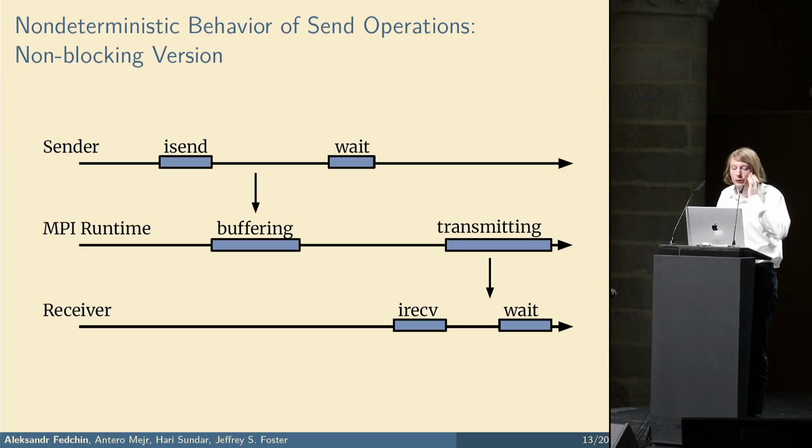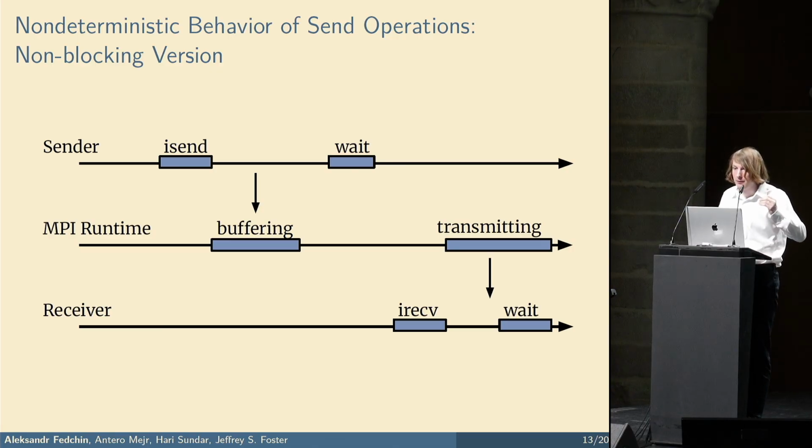So the way this works is, here is a timeline from left to right, it's time. If a sender initiates a send, that message could then be buffered by the MPI runtime. And so when the sender calls wait, it is possible for the sender to actually continue execution, and from its perspective, the message has been transmitted, even though the actual transmission of the message happens later when the receiver calls receive.